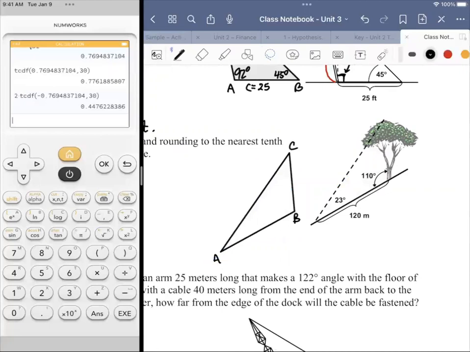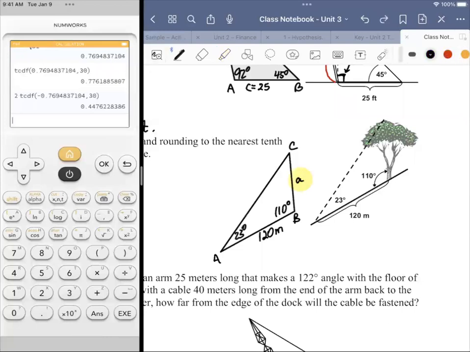All right, so I'm going to put a 23-degree angle here. They told us this one is 110, and we have 120 meters. All right, and again, we're looking for this side here. So that side is side A. That's the one that we care about. I'll put the question mark over here.